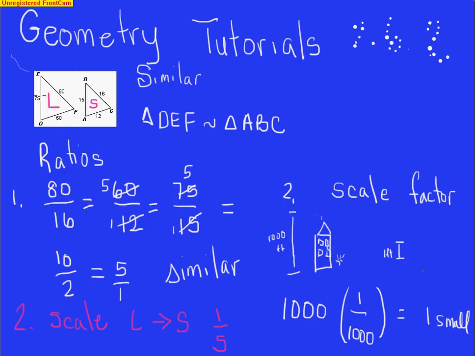And how you check it, and this is the check, you take one side, take your 80, multiply that by 1/5, and make sure you get the corresponding side, which we do, which is 16. So then we know we have the correct scale factor. And that concludes our tutorial on section 2.6.2.